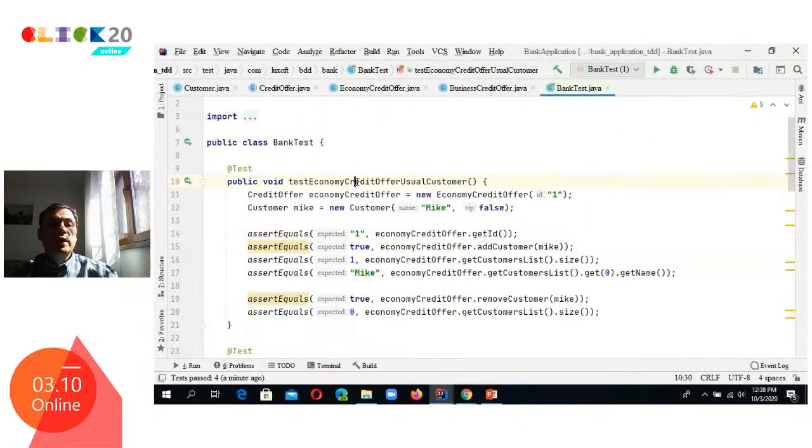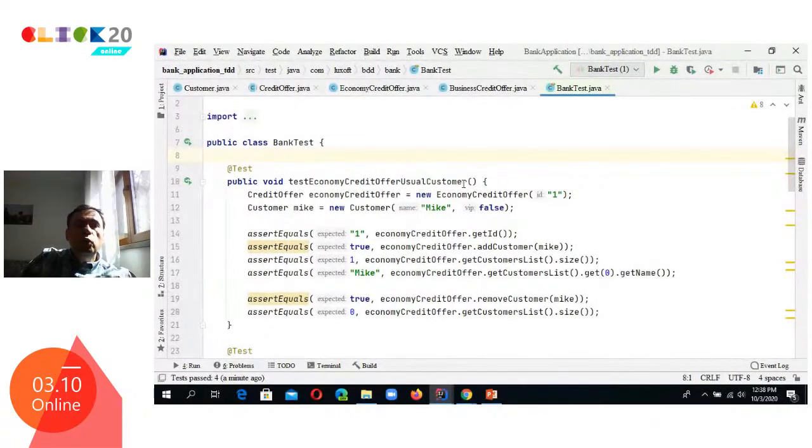We write here, test economy credit offer usual customer. And we are asking ourselves, okay, you are testing an economy credit offer together with a usual customer, but what are you looking for? What are you expecting from the execution of this test? And we do not know yet. Eventually, we may act as the creator of the BDD idea, Dan North, was doing in the early days of behavior-driven development. The test names were starting with should, saying, okay, we have some expectations from such a test. We don't only say we are testing this and that, but we also say should verify and return something.